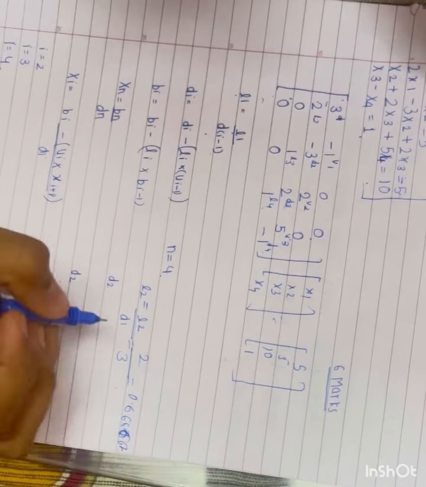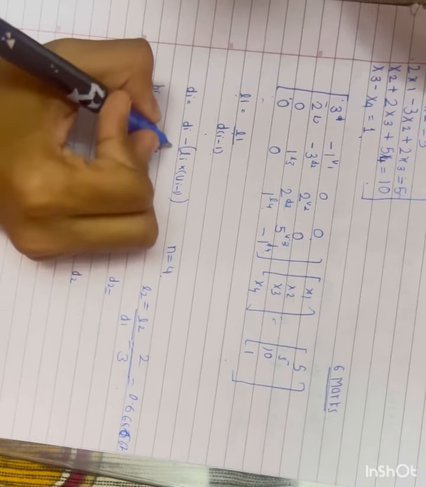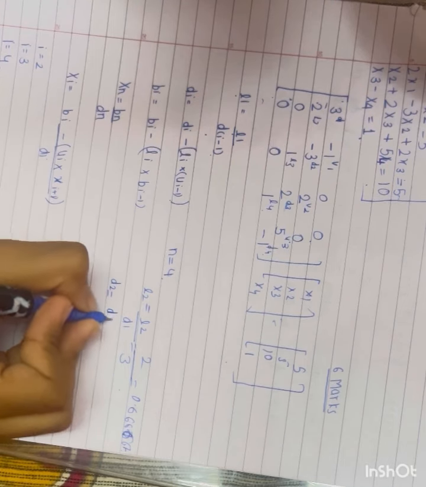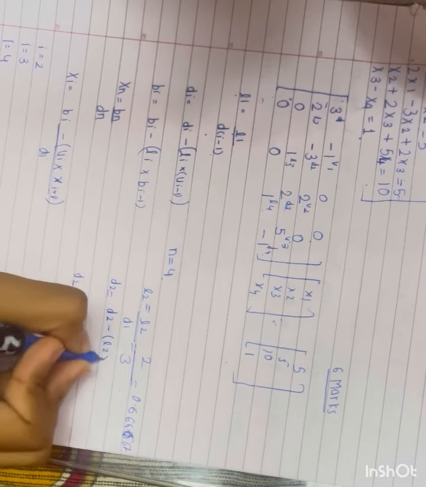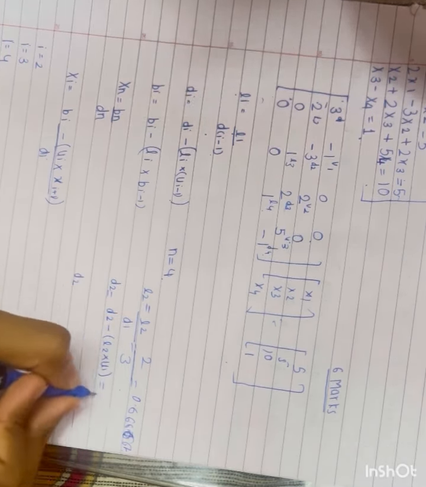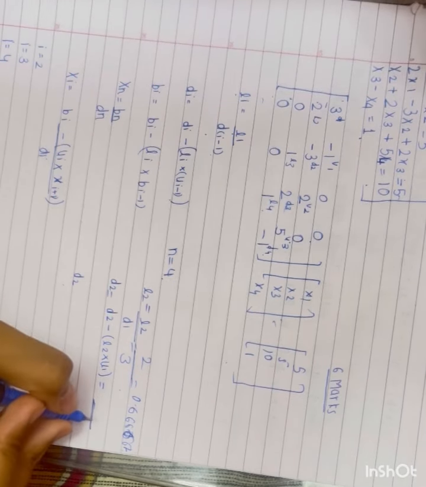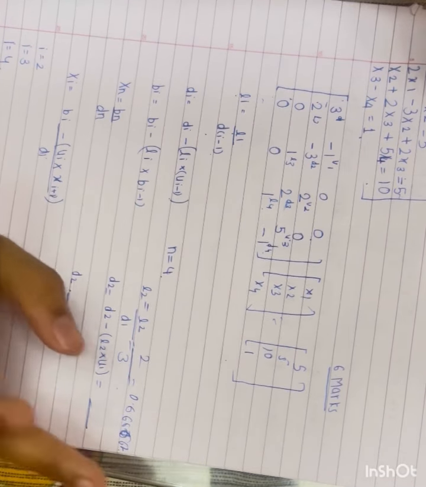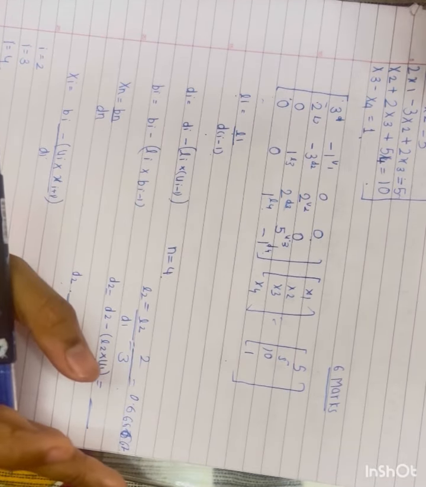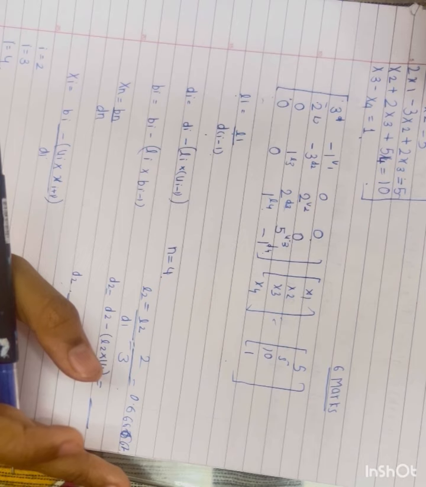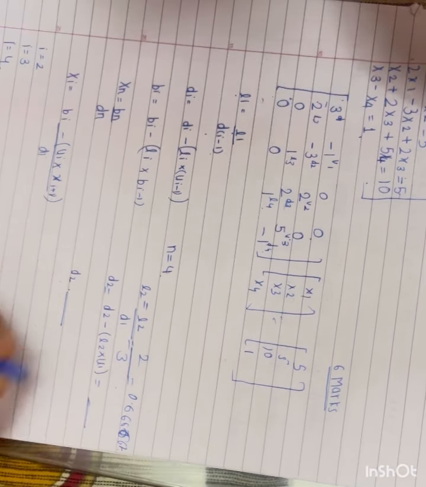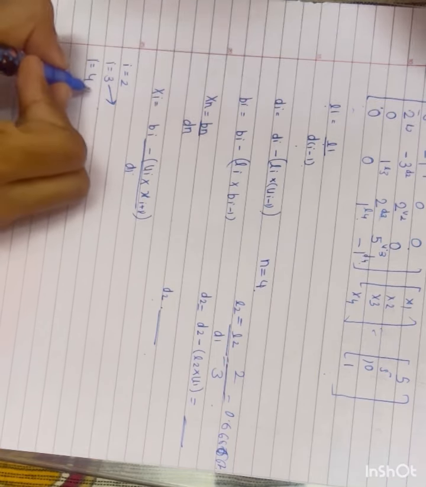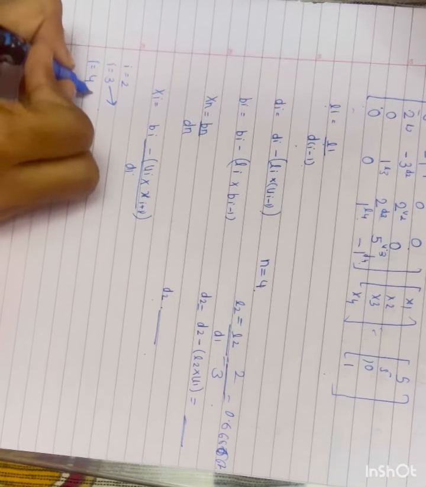Now D2 is Di minus Li into Ui minus 1. So D2 minus L2 into U1. That would come out to be some value. This B2 will be some value. Similarly, we will have L3. We will calculate L3 when we put i equals 3. We will calculate L4, D4, B4.